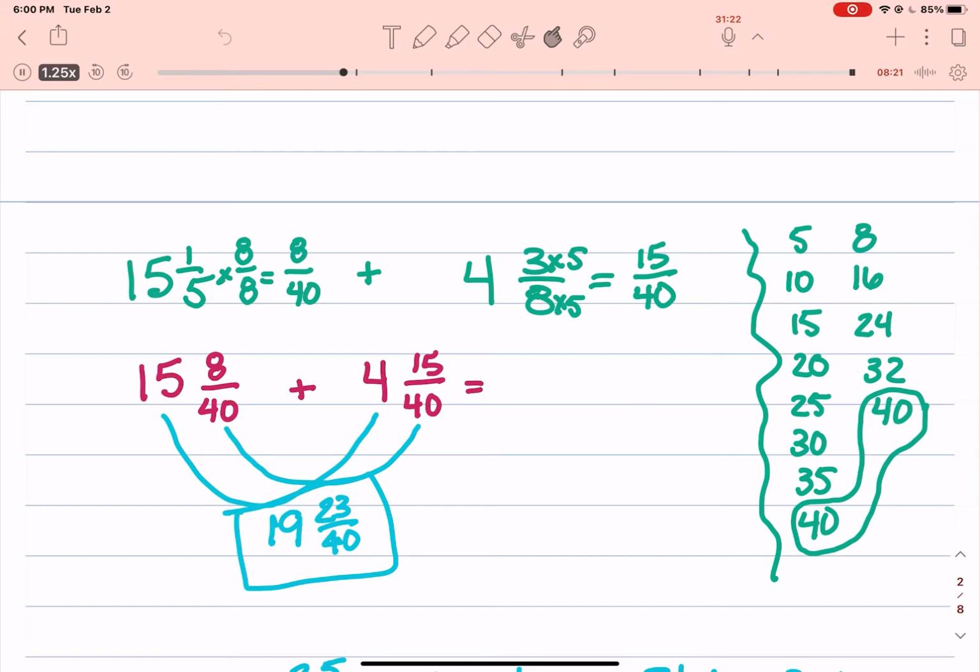We can add the whole numbers, and we get 19. And now we can add the fractions. 8/40 plus 15/40 is equal to 23/40. And that is our answer. And sure enough, it's less than 20.